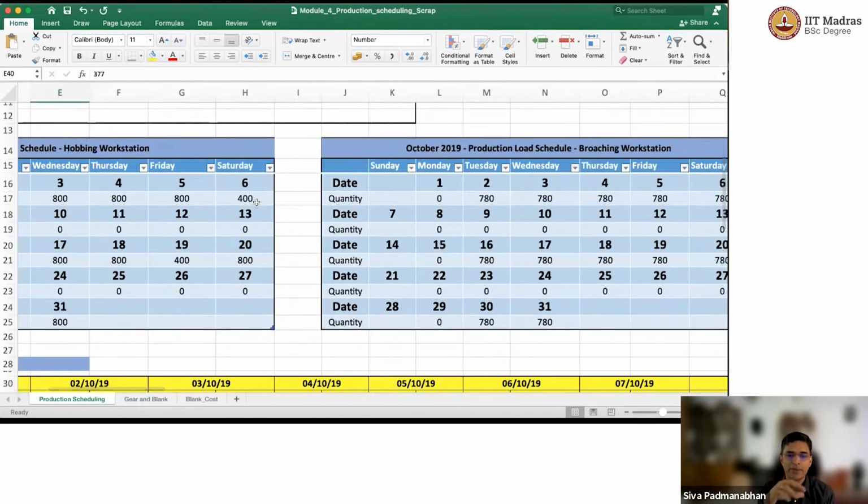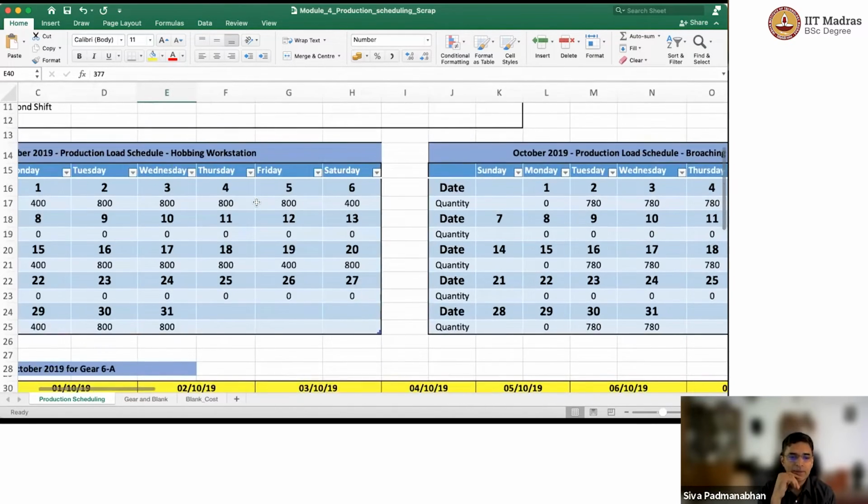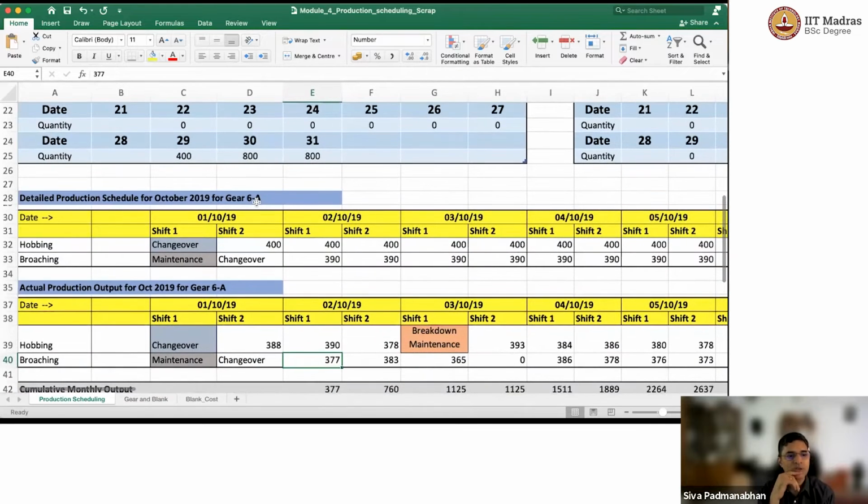I'm showing the yellow table below, which shows the actual detailed production schedule for 6A in October 2019. You see the first day of the month, there are 2 shifts. I'm operating 2 shifts in my factory, that means a morning shift and an evening shift. Whenever I start the week, on the Monday, the first shift in the hobbing workstation, I'm going to do changeover. That means those 8 hours, I'm preparing the hobbing workstation to make gear 6A.